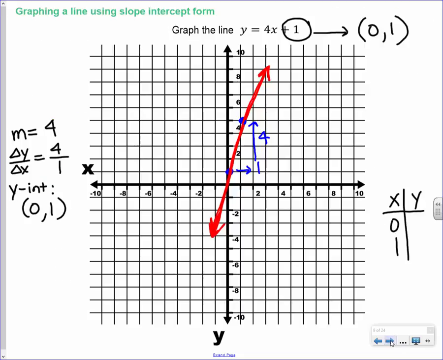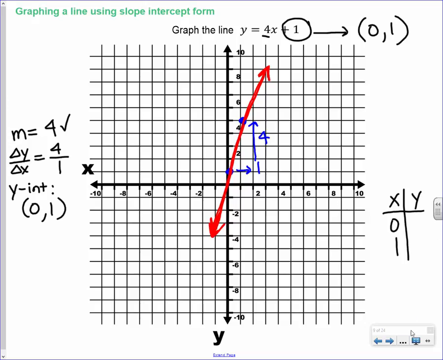Okay, so graphing a line using slope-intercept form. Graph the line y equals 4x plus 1. Okay, so just from looking at the equation of this line, I can tell what the slope is, right? The slope is 4. And then I also know the y-intercept, right? This says plus 1, so 1 is my y-intercept, 0, 1 is the point where it intercepts the y-axis.